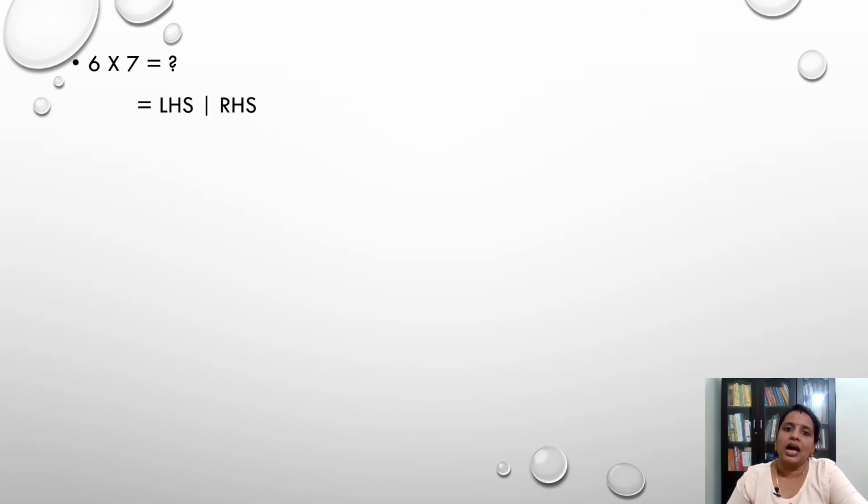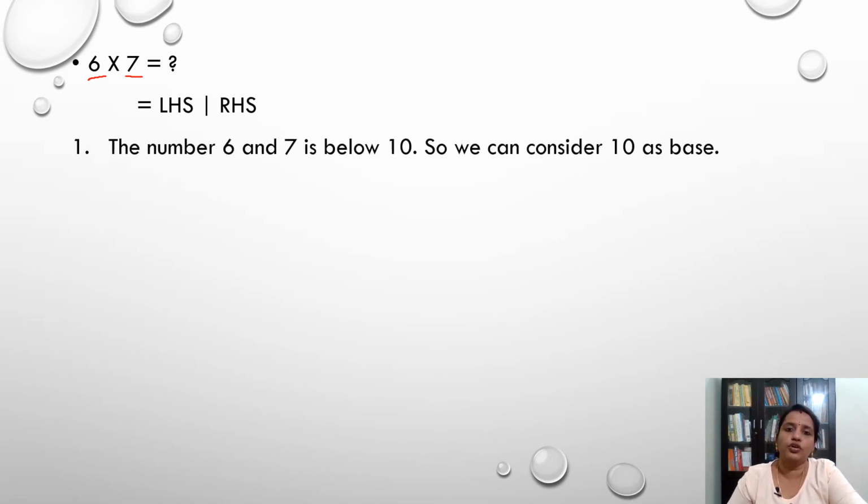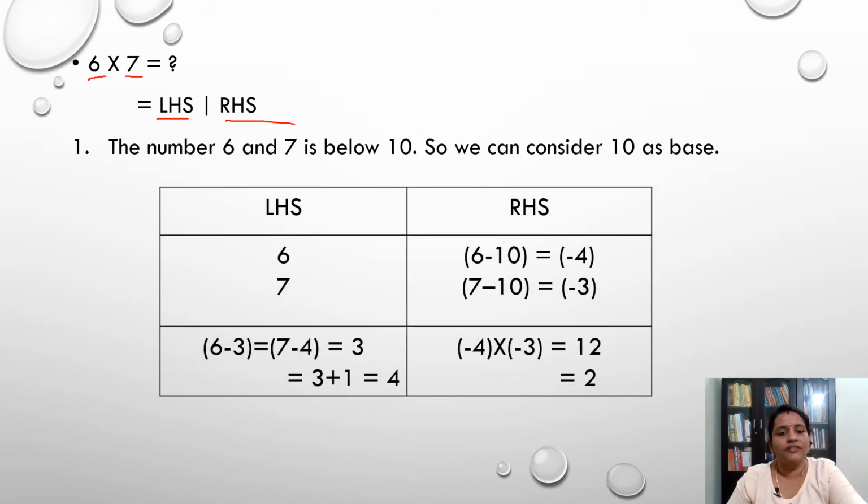Okay. Then I have to find the base. See, 6 and 7 are very near to the base 10. So it's nearer to 10. So I consider the base as 10 here. Next, what do I have to do? I have to find the LHS and the RHS. For LHS, what will we be doing? We will first initially consider the numbers directly.